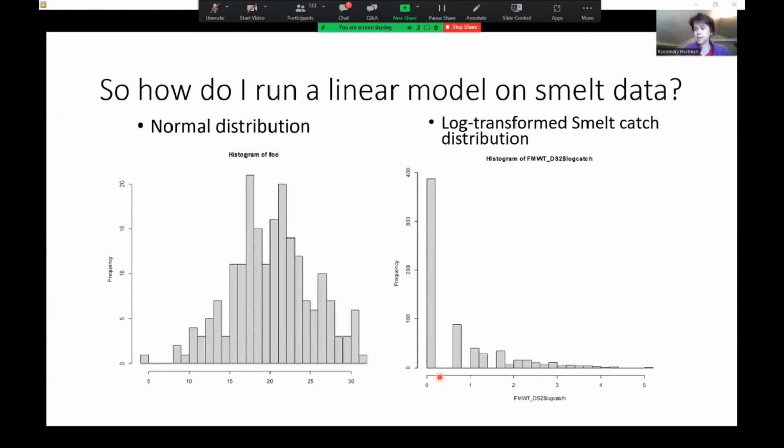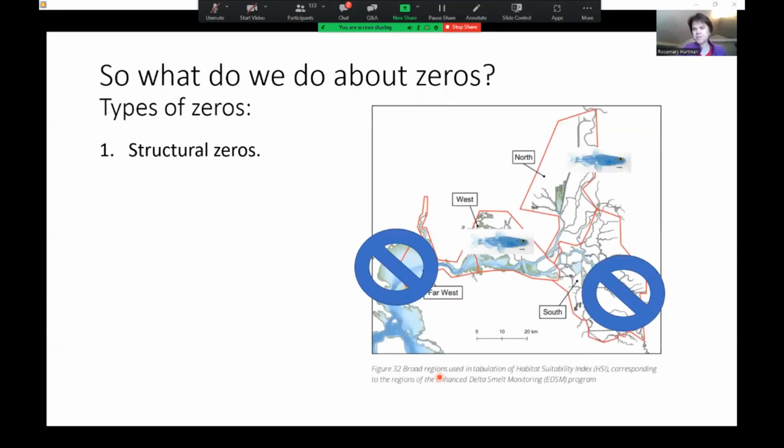So the next steps that we had talked about was a Poisson distribution, but that doesn't even usually work if you don't have too many zeros. So what do we do about when we have this many zeros? We can try a negative binomial, but it's important to think a little bit about what those zeros mean, because you have different kinds of zeros.